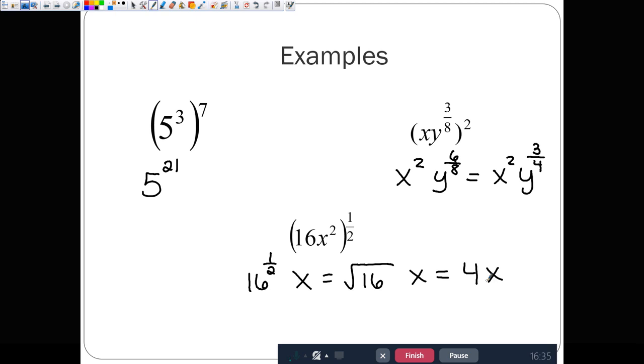How do you know to square root it? Because it's a fraction, and I turned it into a radical. That's the first lesson that we did on Monday, or Wednesday.